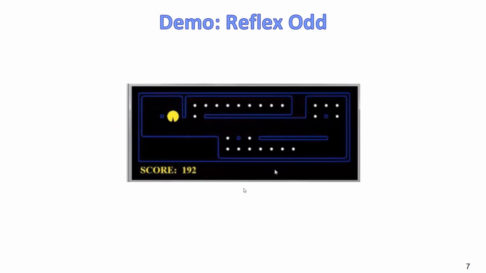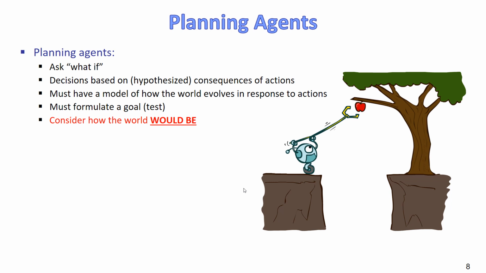Okay, now let's see what we mean by planning agents. Planning agents are, of course, very different from reflex agents. The planning agent considers how the world would be in the future if I made this decision. So it's doing some simulation or some planning for what could happen in the future before making any decision. It asks itself, what if I did that? What will happen? Will I reach something? Will I have a wall? So I will consider multiple paths, multiple sequences of actions before I make an actual action.